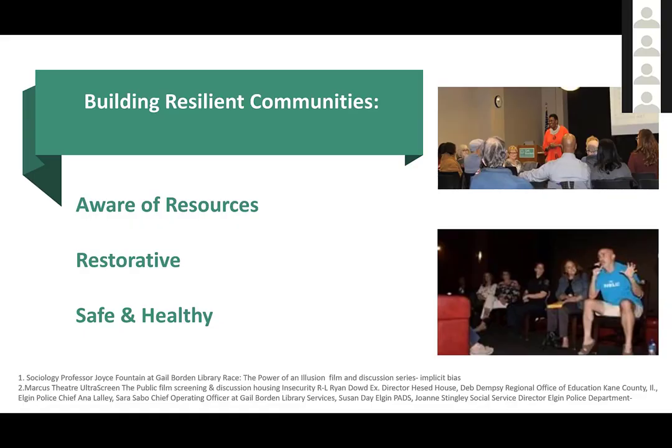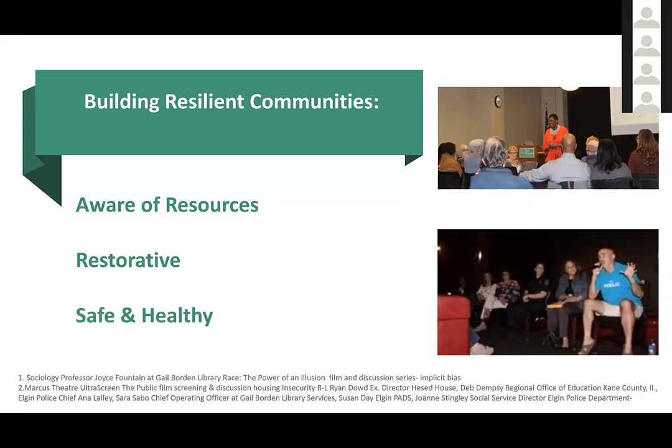And then we have Sarah Sabo, who is one of our chief operating officers, and regional education people, and our PADS, so Public Action to Deliver Shelter, is featured there. And we're watching the film Public at the Ultra Screen in Marcus Theater. So we had the film and a panel discussion with actual people, Doug, who is housing insecure, he was able to attend and talk with us too about his experiences being, he says, houseless. So we're going to say houseless.